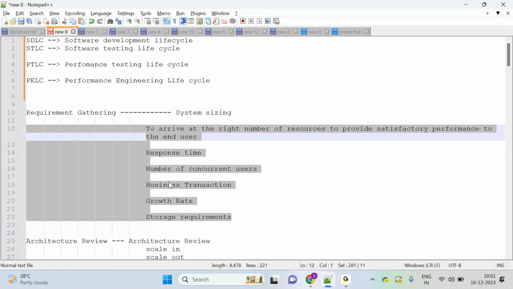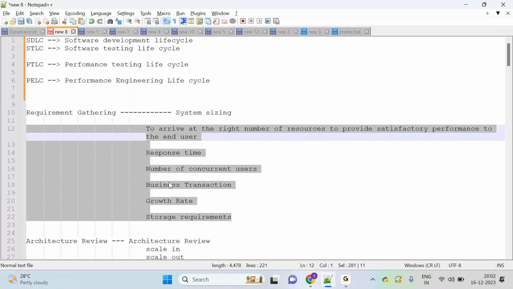They are going to think about system sizing, resource utilization, response time, concurrent users, business transactions, and how the growth will be. This year is so and so, next year is so and so. How the data volume will be this year, next year. How the storage requirement would be this year, next year. They have to understand everything at requirement gathering time itself, because everything is attributed to what?